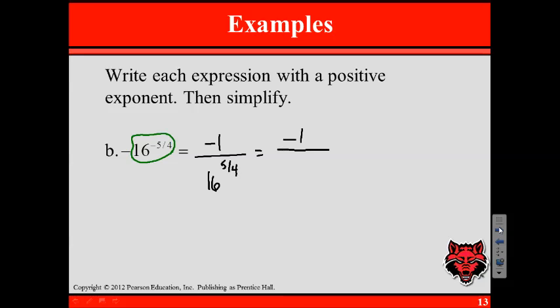This becomes negative 1 over the number in the bottom of our exponent. The denominator of our exponent tells us the kind of root we have. 4th root of 16, all raised to the top number, the exponent, to the 5th power.